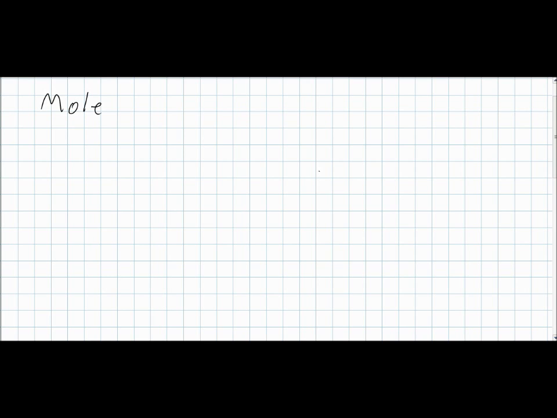So, I'm going to talk to you about moles today. And when I'm talking about the mole, I'm not talking about the growth that may appear on your back, ear, or somewhere on your skin. Or the furry little creature. Instead, I am talking about a number. That number, which represents a mole, is Avogadro's number.